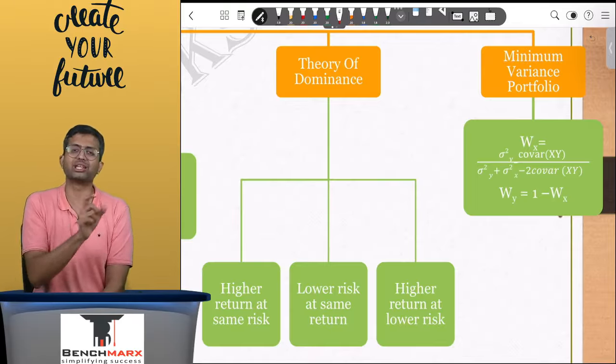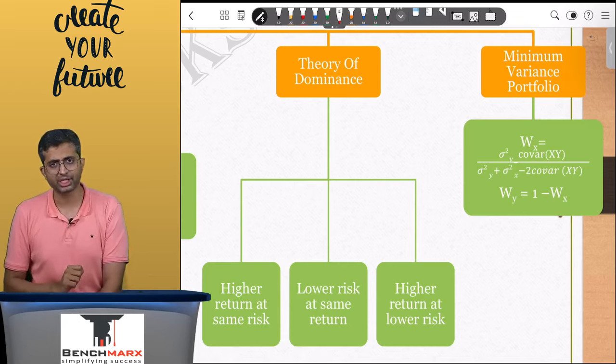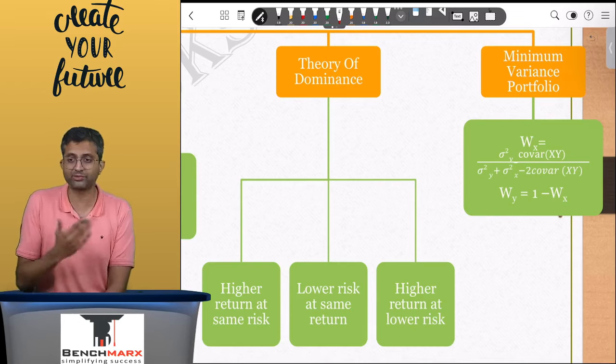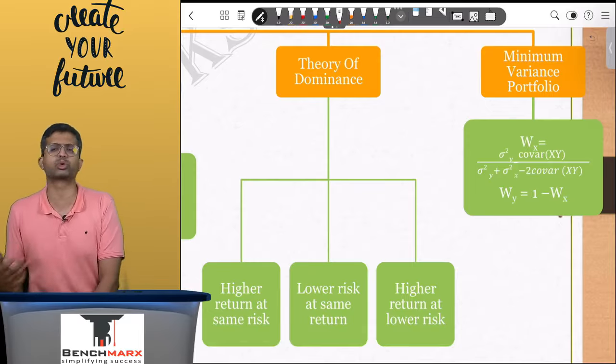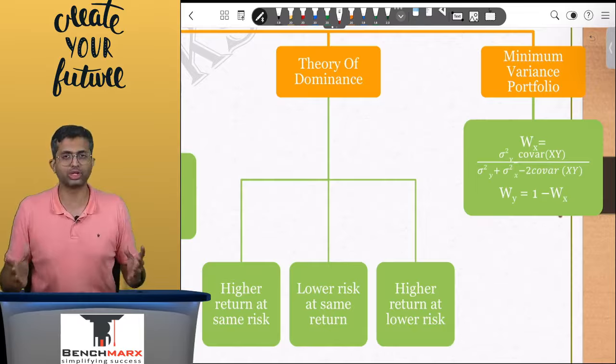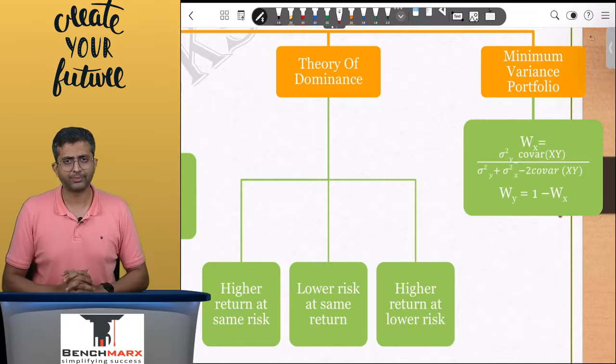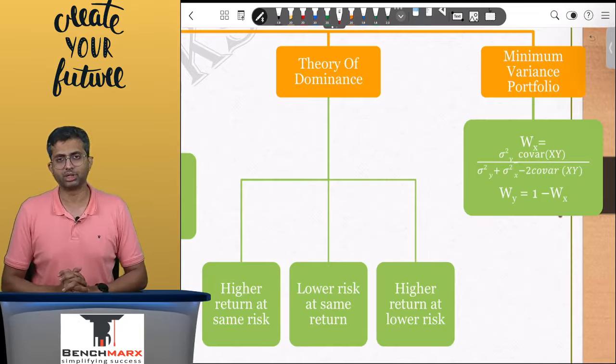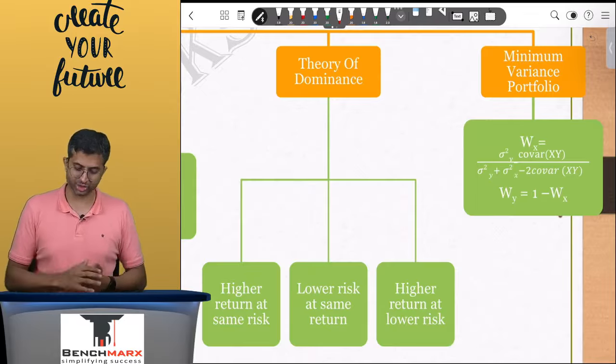Alternatively, you can also say that the weight of Y is 1 minus weight of X. Now, this is a formula which is not as extensively used because it ignores the return. It just focuses on getting the lowest risk, but you also have to consider the return. So it can be a good starting point for constructing your two security portfolio, but other than that, it does not really give you the logical end.